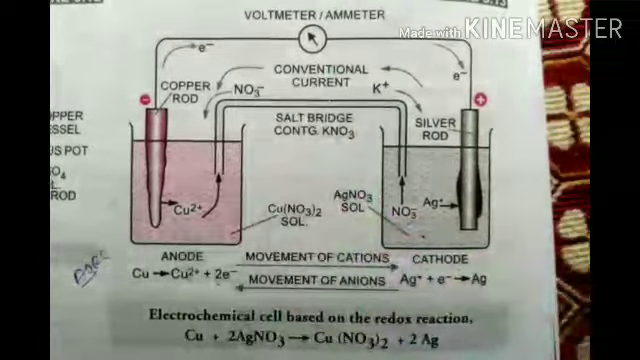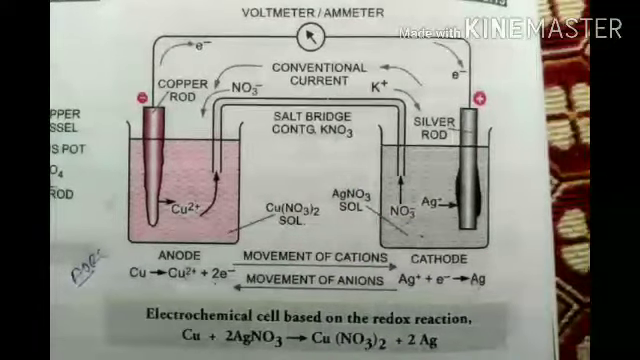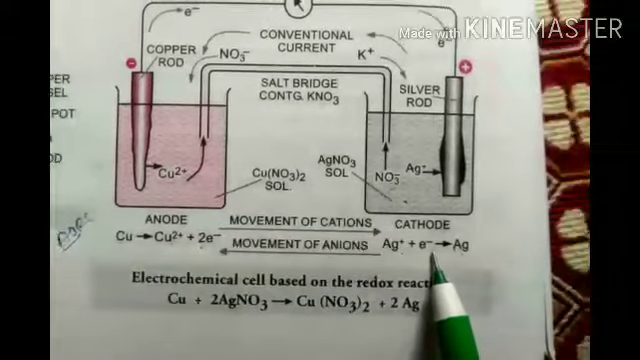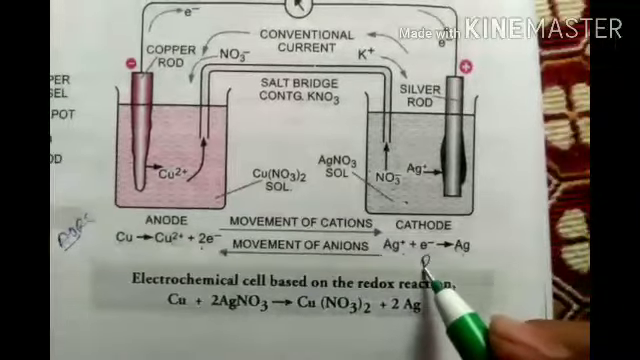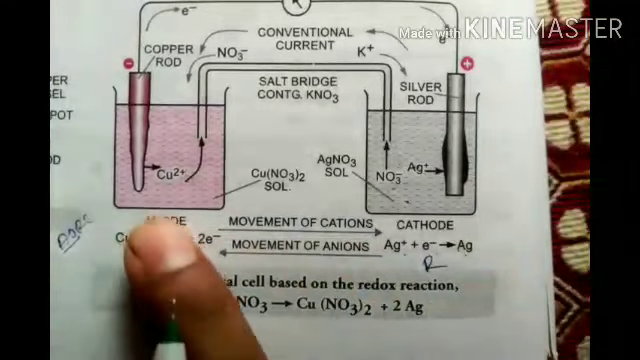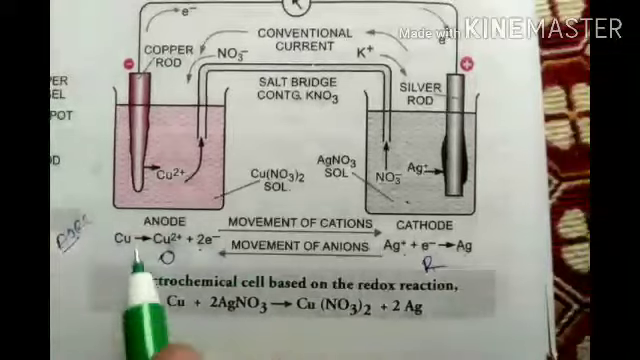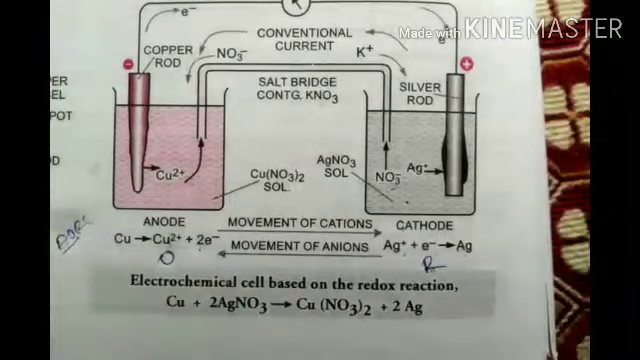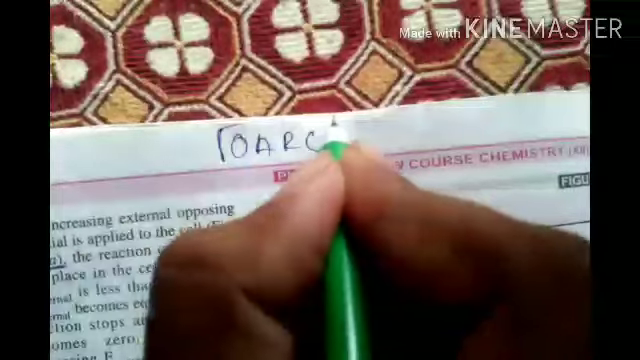Now this is the reaction. Copper is losing electrons, silver is gaining electrons. Gaining means reduction, losing means oxidation. OA, RC, OA, RC, that full form you have to remember. Don't forget this, till the end of electrochemistry.